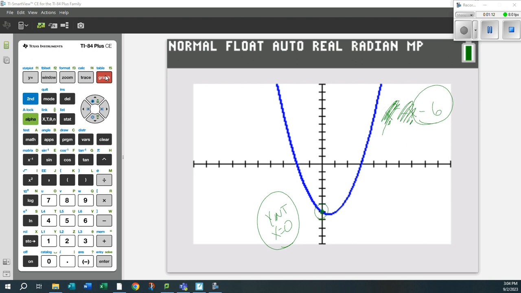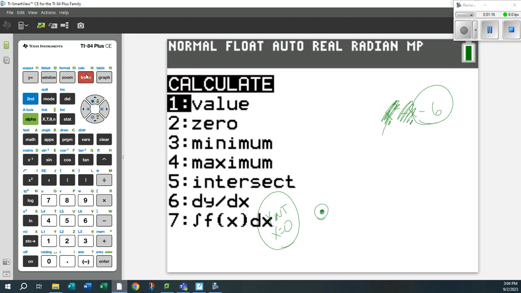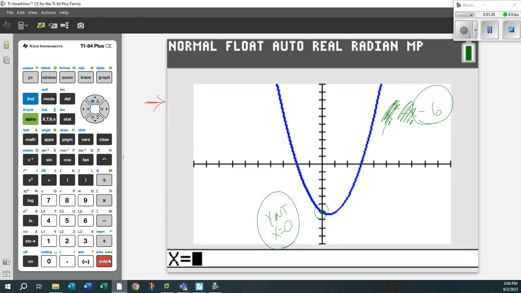But what if you want to calculate this now using the calculator? Well, it's easy. Check this out. Go to second, go to calc, and notice how it doesn't say y-intercept anywhere in there. But it does say this important thing. It says value. Watch what happens when you hit enter. Boom. It comes up with the X blinking down at the bottom. See it blinking down here? Way down here. You see it blinking?